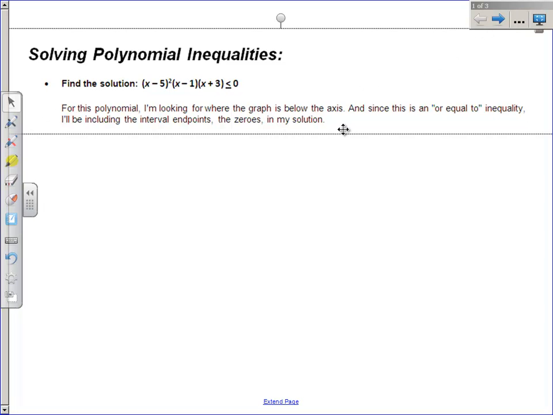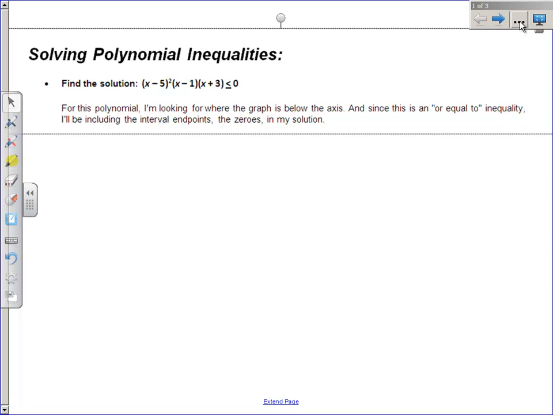I'm looking for where the graph is below the x-axis. And so what I need to look at is is it less than or equal to, or just less than. And since I've got this bar here that means or equal to, I'm also going to be including where it equals 0 in my solution.